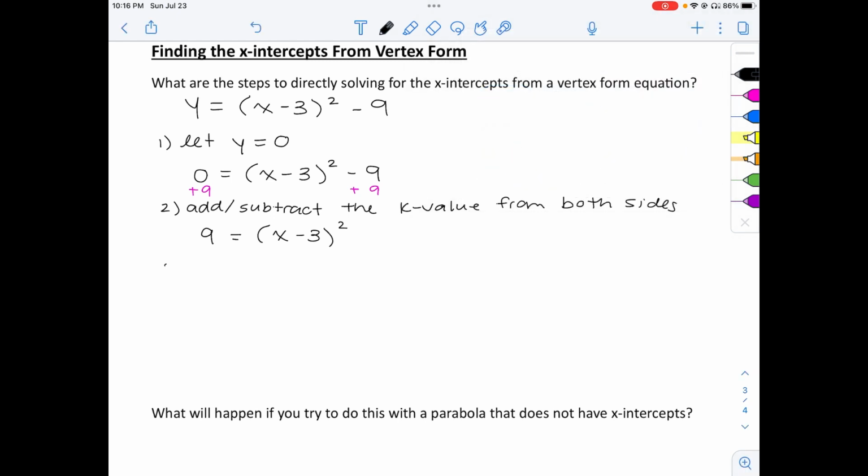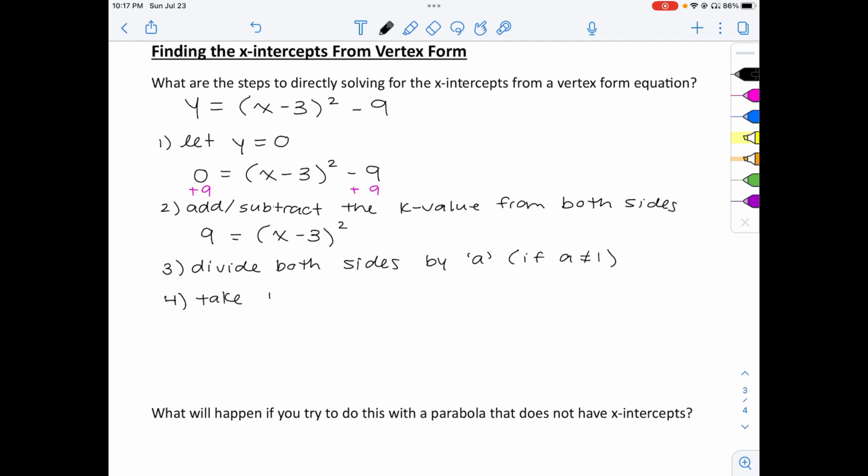Your third step is you are going to divide both sides by a, and this is only if a is not equal to 1. In this case, our a value is 1, right? There's nothing written in front of the bracket here, so we don't need to divide both sides by 1 because nothing would change. You can if you want to, but nothing will change. If there was, let's say, a 3 in front here, you would divide both sides by 3 first and then continue on.